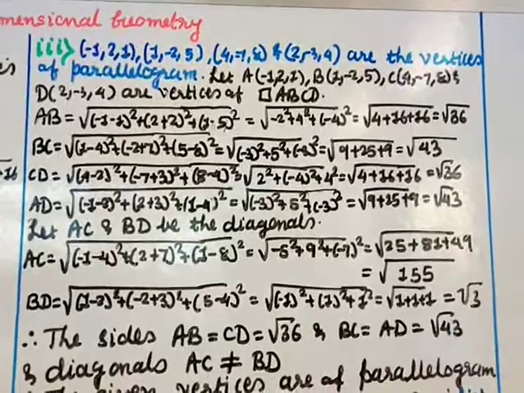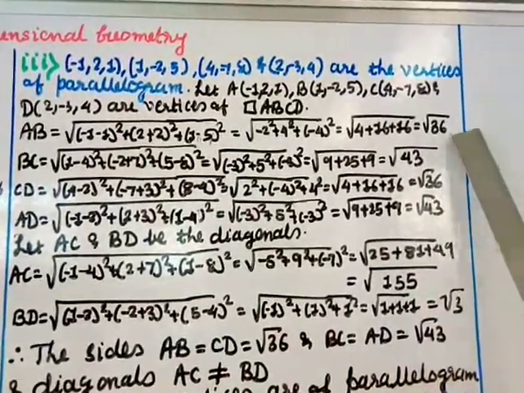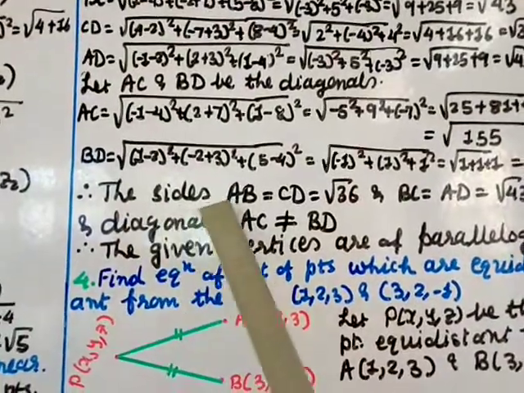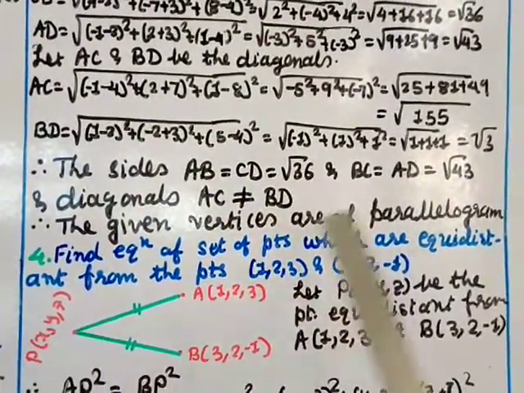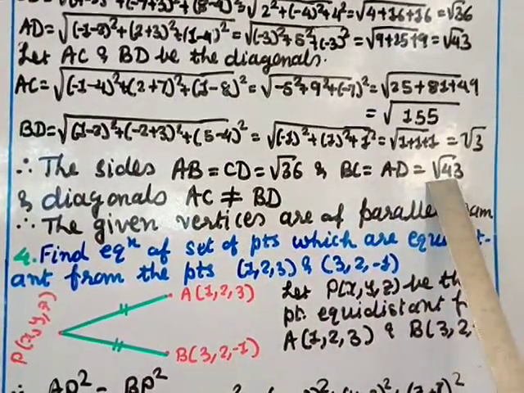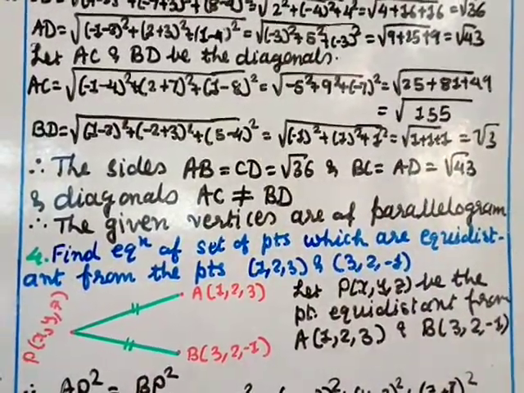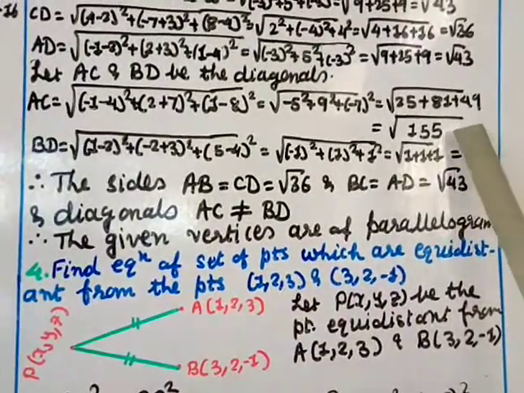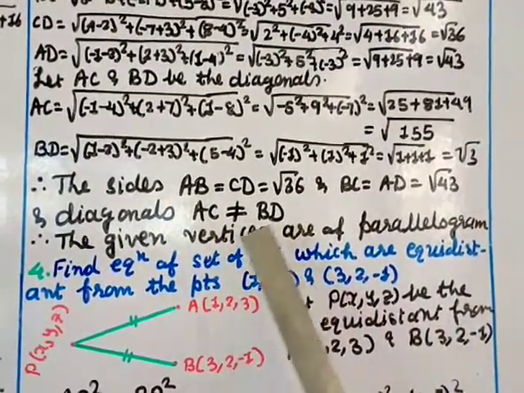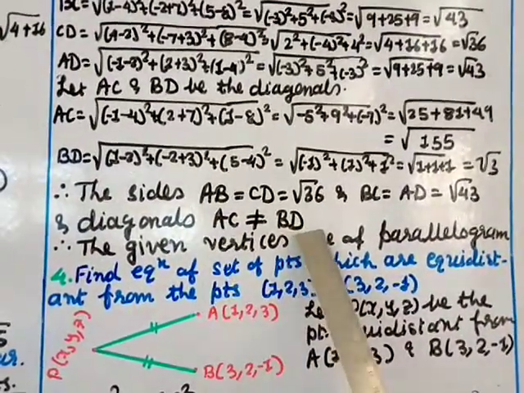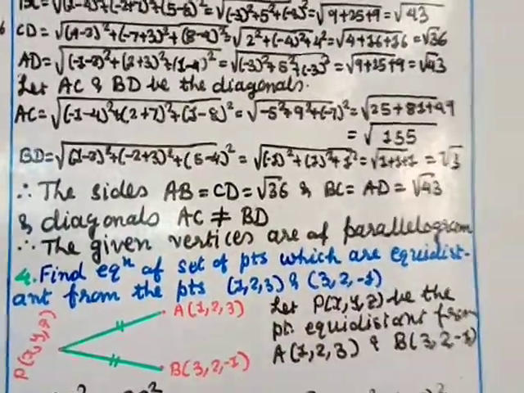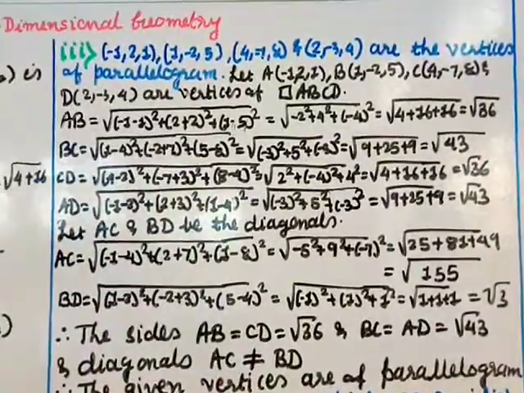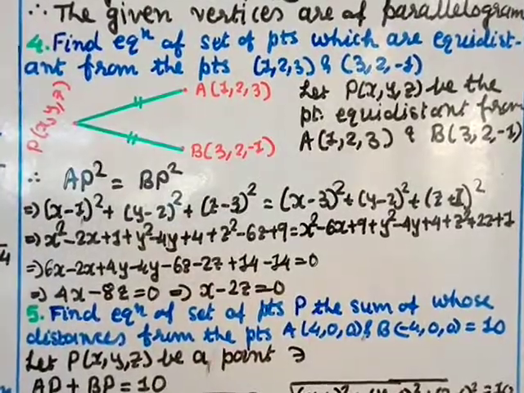So these diagonals are different, and you can see the opposite sides are equal. So we can say the sides AB equal to CD equal to root 36, the opposite sides, and BC equal to AD equal to root 43. So the opposite sides are equal, and both the diagonals have got different lengths. So AC is not equal to BD. Therefore, the given vertices are of a parallelogram. Hence verified.